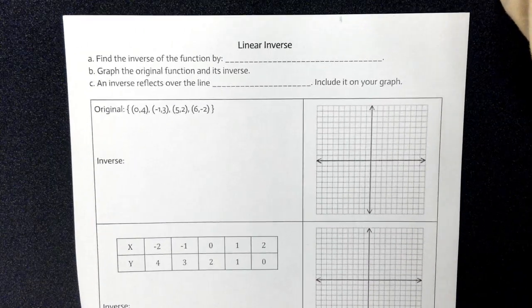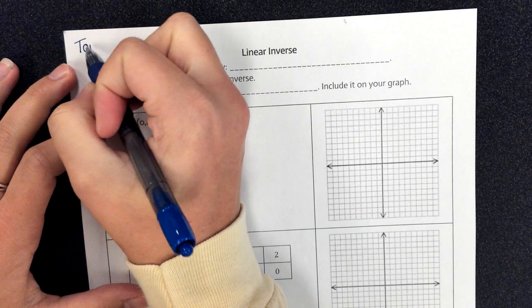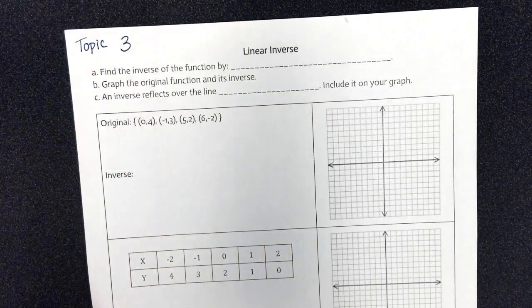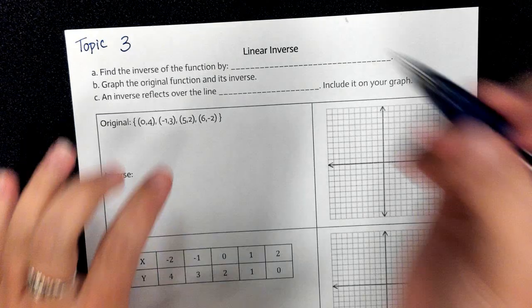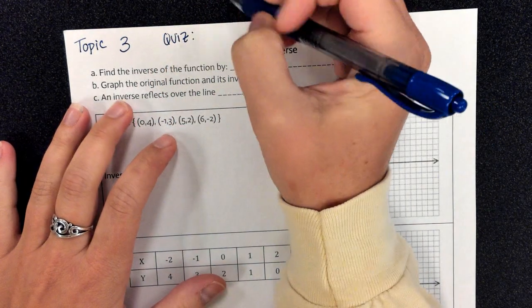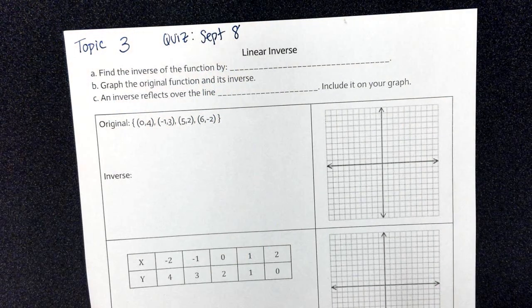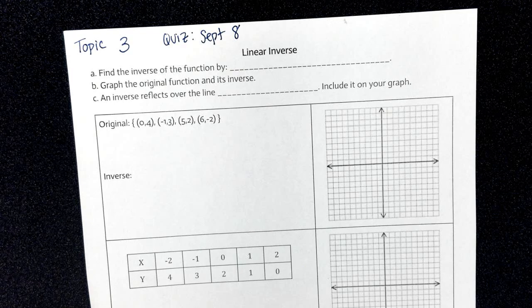At the very top of your paper, we're going to write topic 3. This is unit 1, topic 3. Your quiz over topic 3 will be Wednesday, September 8th, so in exactly 1 week. We're learning something new every day between now and then, so make sure you're here.